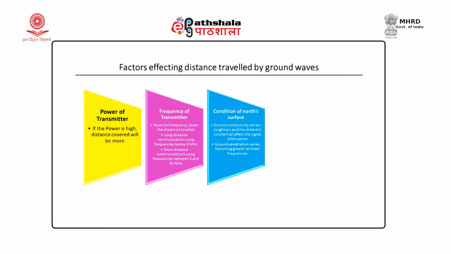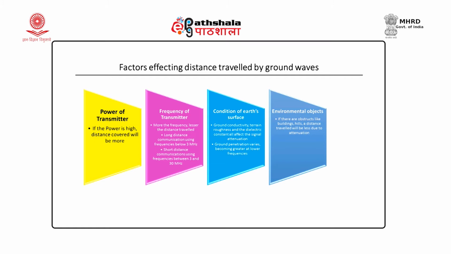The condition of the Earth's surface, the conductivity of the ground, the terrain roughness, and the dielectric constant all affect the signal attenuation. They also affect the penetration. The ground penetration varies with the frequency: the lower the frequency, the more the penetration. And the fourth factor which affects the distance travelled by ground waves is the environmental objects.